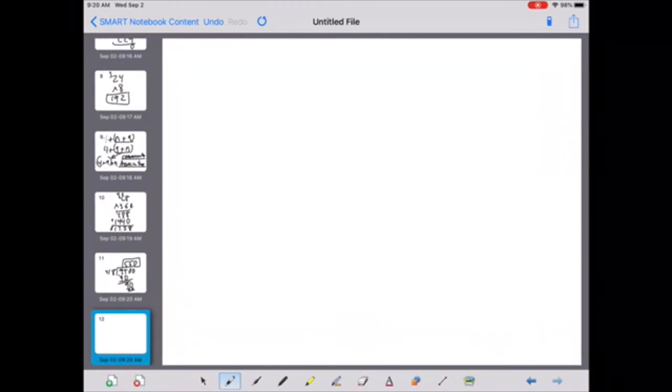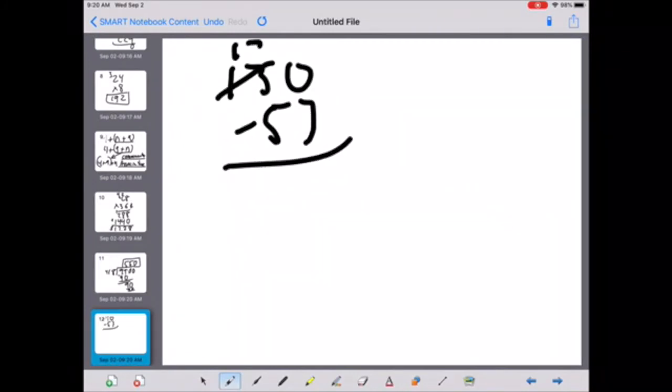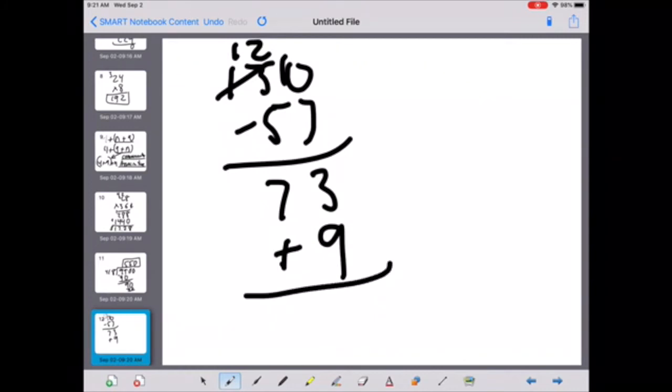Number 23, parentheses mean do it first, so I start with 130 minus 57. Cross out this, make it a 12, and I have 10. 10 minus 7 is 3. 12 minus 5 is 7. I now take my 73 and I have to add 9 to it. 3 and 9 is 12. Carry the 1. 1 and 7 is 8. And I have an answer of 82.